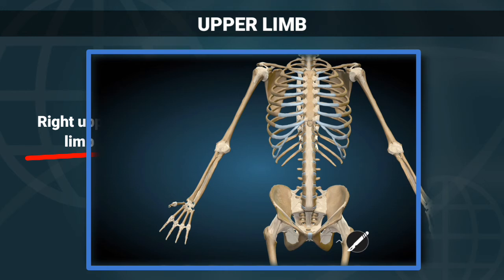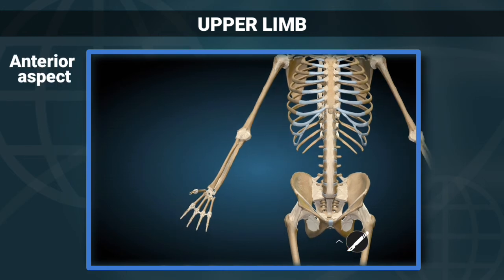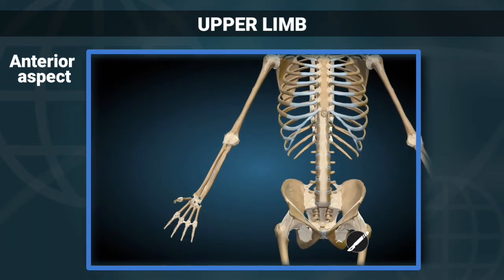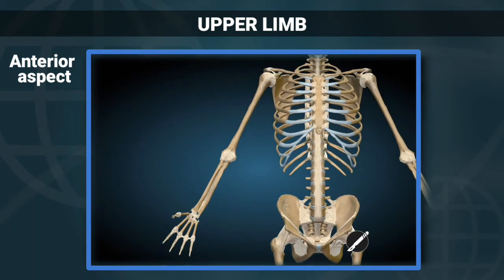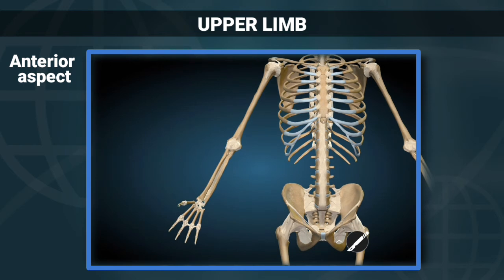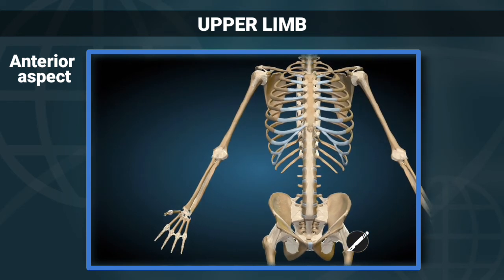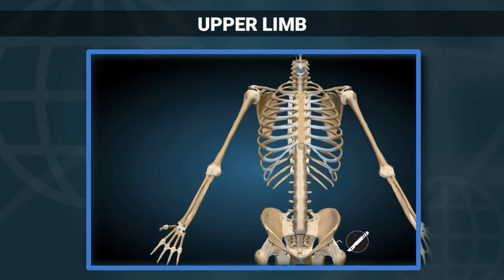The ventral or anterior is the front aspect. This visible portion of the upper limb is called the ventral or anterior aspect because it is in the front of the body.